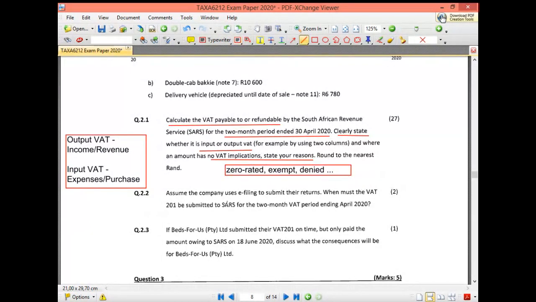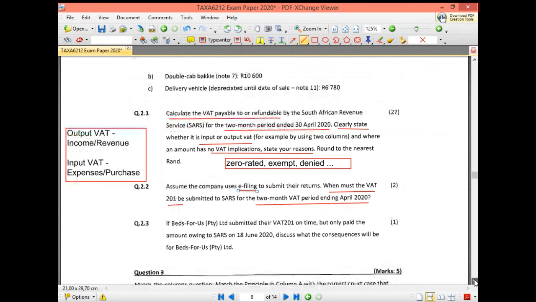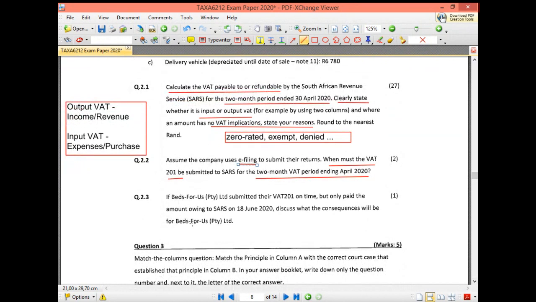2.2 says, assuming the company uses e-filing to submit their returns, when must the VAT 201 be submitted for the 2-month VAT period? So this is a theoretical question. When do I need to submit that return if I'm using e-filing, so I'm doing it online. And then question 2.3 is, if the company submitted their VAT return on time, but they only paid the amount on the 18th of June, discuss what the consequences will be.